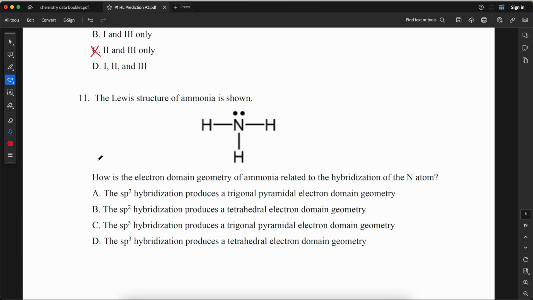The Lewis structure of ammonia is shown. How is the electron domain geometry of ammonia related to the hybridization of the N atom? So it has 4 domains, therefore it is sp3. And if it's 4 domains, the electron domain geometry will be tetrahedral.